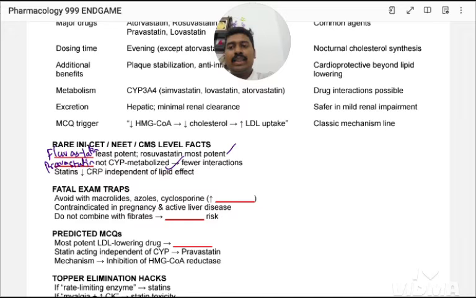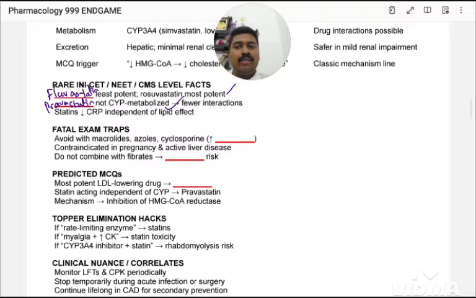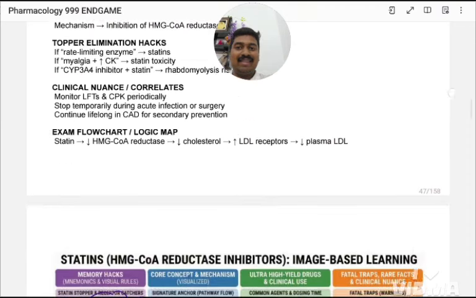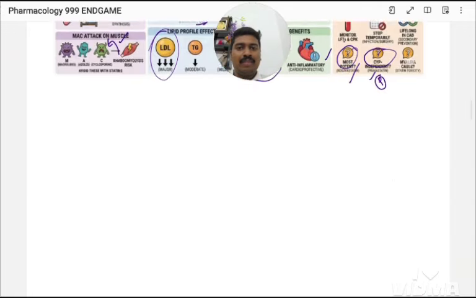Next, avoid with macrolides, azoles and cyclosporine because it increases the risk of rhabdomyolysis. Next, do not combine with fibrates, again risk of rhabdomyolysis. Most potent LDL lowering drug, yes, Rose. So it is rosuvastatin. Very easy, right? Now you guys will never forget these things. Rest of the things you go through.